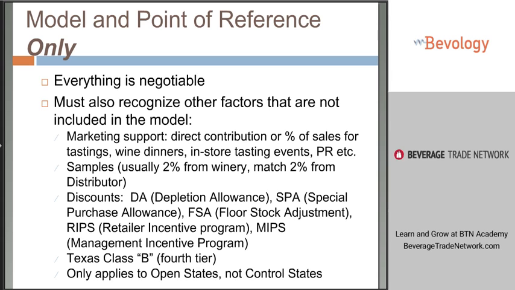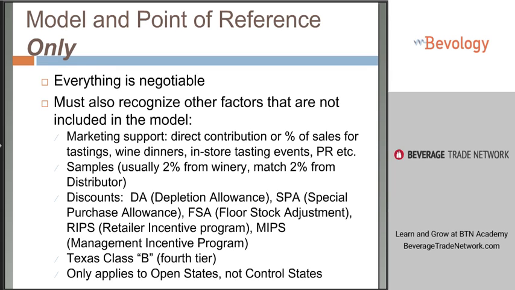Recognize that there are factors that are not included in this model, including marketing support, which often can be a direct contribution in terms of cash. It could be a percentage of sales for tasting. It could be an allocation of free goods. It would also be used to support programs such as wine dinners, in-store tasting events, and public relations programs, depending on what structure of PR support your importer has.